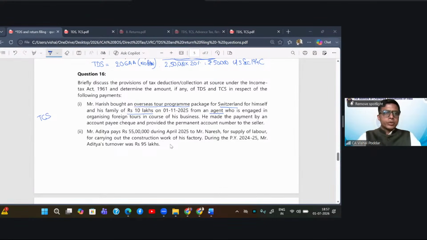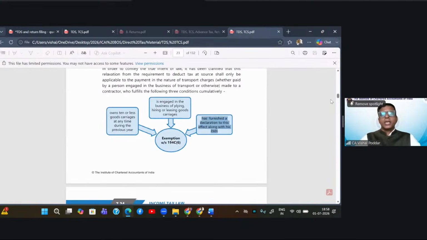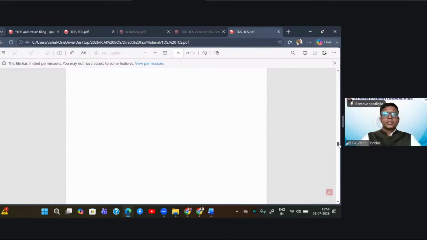Yes, Garva correct, Gayatri correct, Vishakha correct. Varna, I think you want to write it correct, but there is a typo. Yes, Simran correct. So it is, students, 206C(1G). So 1G is the section number for TCS. 206C is standard, and in that, for a foreign tour package, it is 1G. Now, let us go to that 1G to revise the provisions.